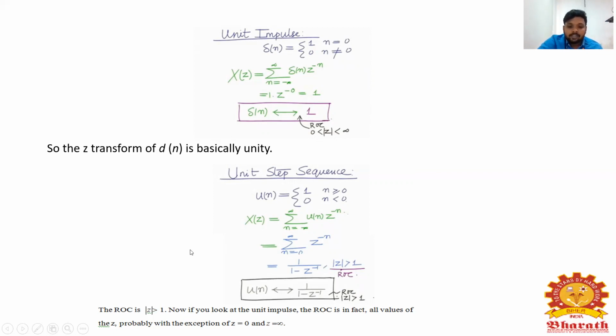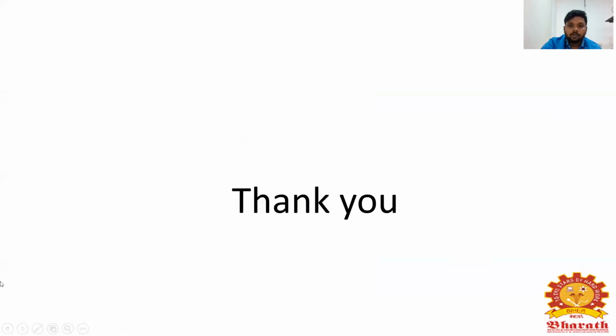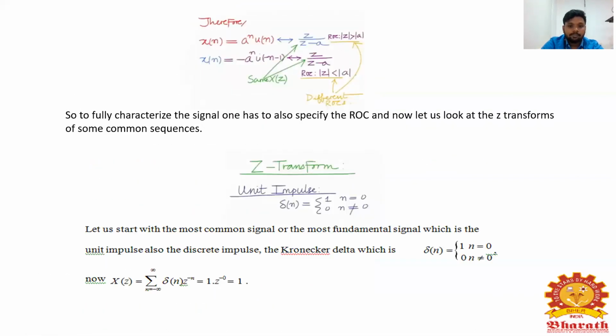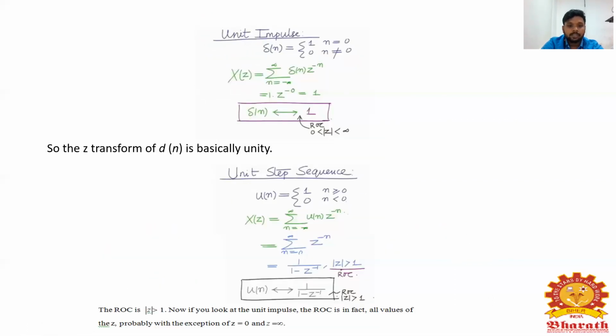Now if you look at the unit impulse, the ROC is in fact all values of z, with the exceptions of z equal to 0 and z equal to infinity. For the unit impulse, if I take the Z transform, we got the answer 1 and the region of convergence is 0 less than magnitude of z less than infinity. For the unit step sequence, the Z transform of u of n is 1 divided by 1 minus z power minus 1 and the ROC is magnitude of z greater than 1. So these are the two types, the unit impulse and the unit step sequence.